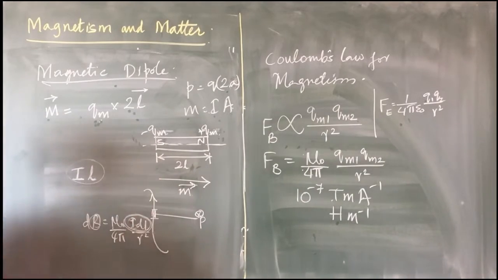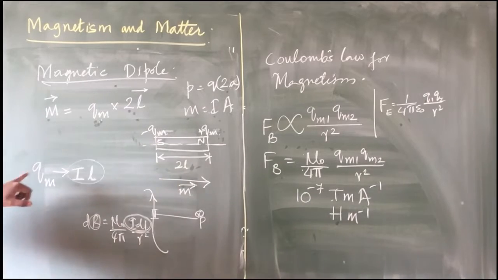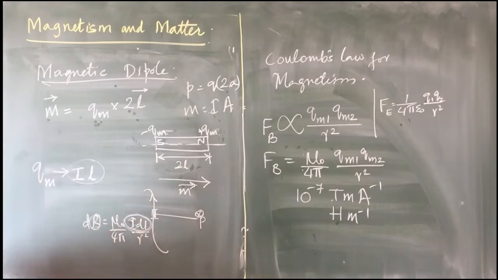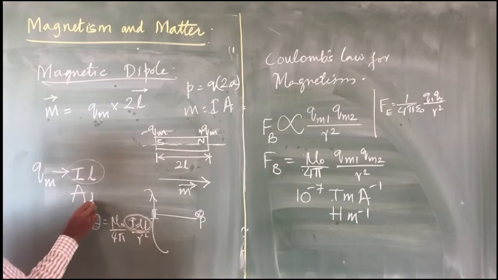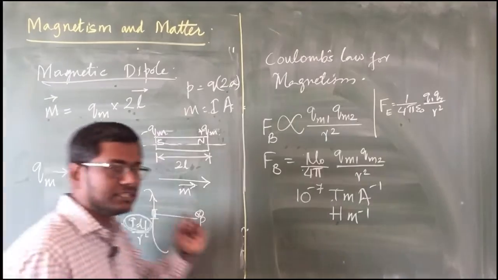So in general, what we can say, I into L. So this is Qm. That is the magnetic charge which is producing the magnetic field. So how are we going to measure this? It is going to be ampere meter. Measure of magnetic pole strength. That is one word to denote this, or it is also called the magnetic charge.